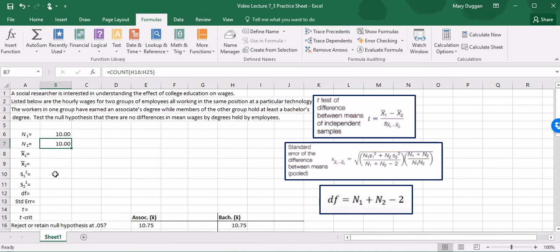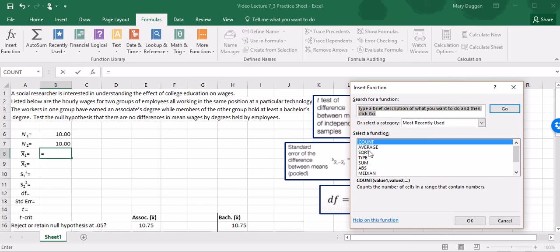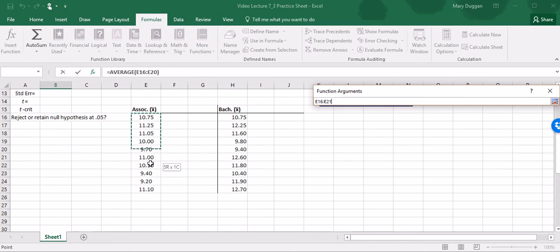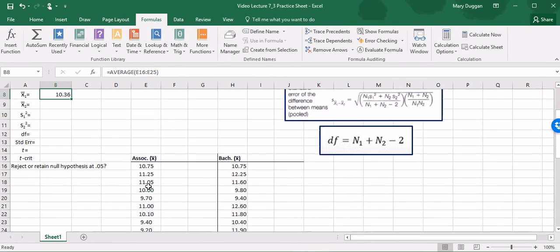The next thing that we're going to need are the means for each group, so I will do that. I'm going to press equals, sorry. Insert function, I'm going to select average, because that's our word for mean. I'm going to select those in the Associates group, press return. So the average hourly wage for those in the Associates group is $10.36 per hour.